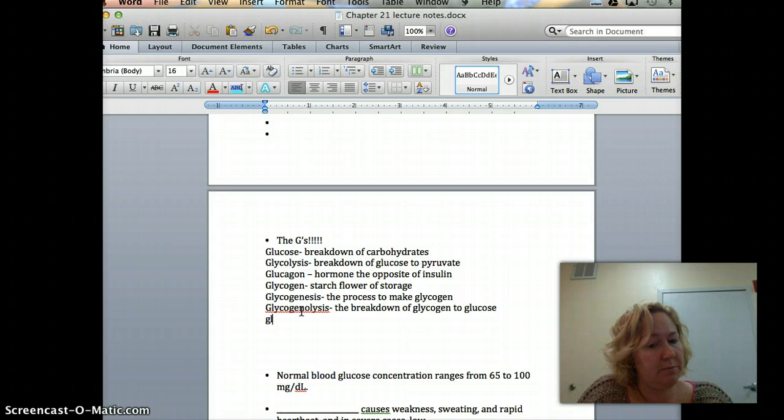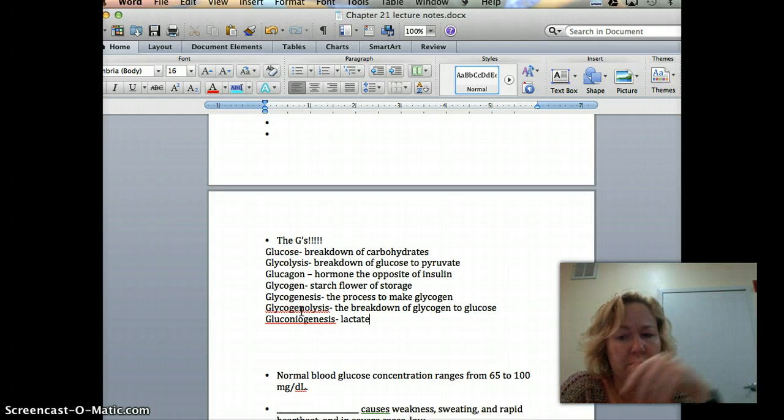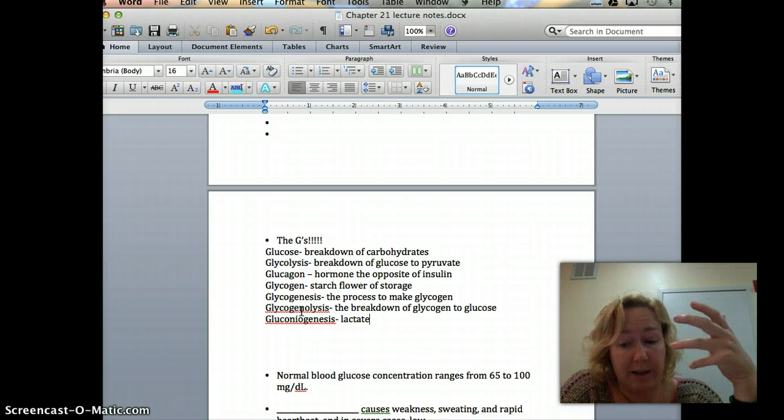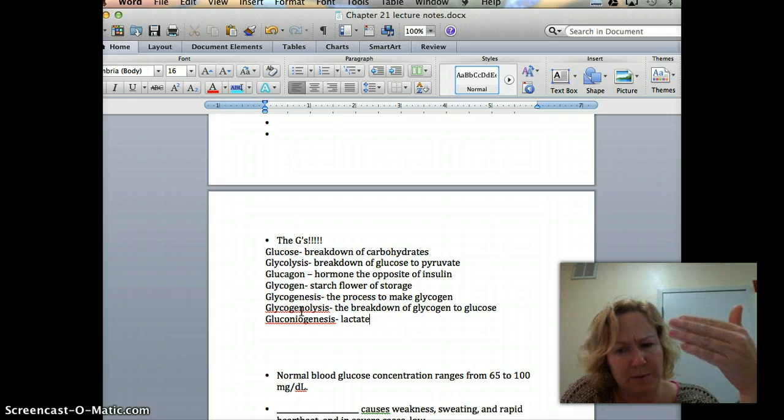Then there's one more. This is my favorite because it's the longest. Gluconeogenesis. What's that? That is the process by which we break down lactate. Remember I said that if you are running glycolysis, right? And you're running because you're running a marathon or you're out working out or swimming or whatever. You aren't getting enough oxygen to make the whole glycolysis pathway work the way it's supposed to go. So you instead make lactate.